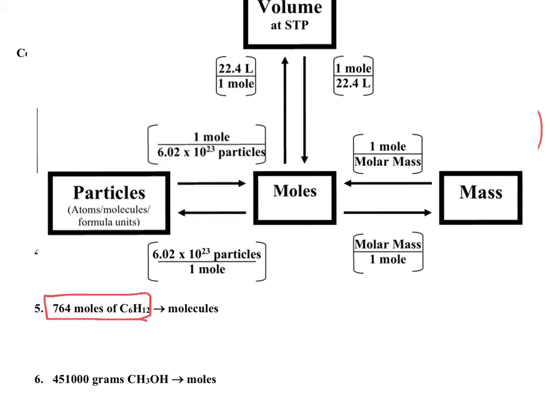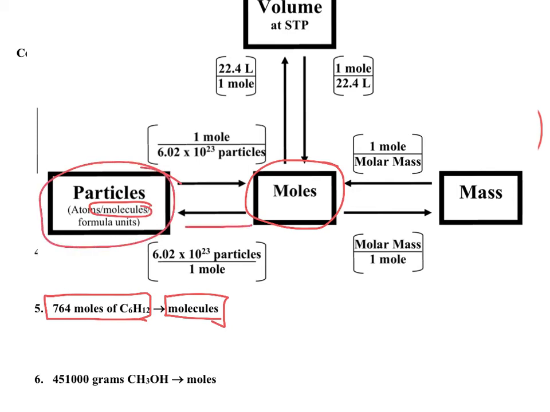Since we're looking at moles, that means we're starting here on the mole map. We're going to go to molecules. Molecules you can see right here under particles, so it looks like we're going to go to particle island. If we're starting at moles and going to particle island, we have to take this bridge, which means we have to use this bottom conversion factor. No problem. Let's do it. Let's start with the number we're given, 764 moles of C6H12.